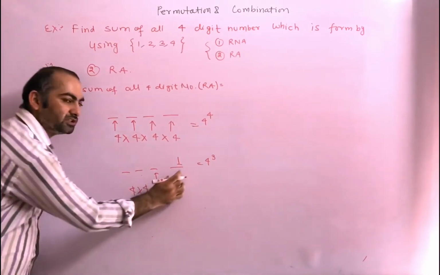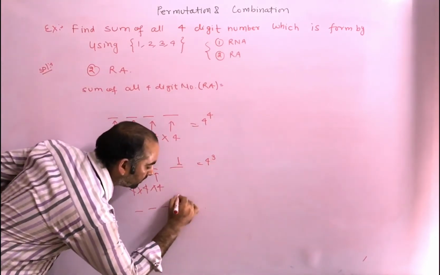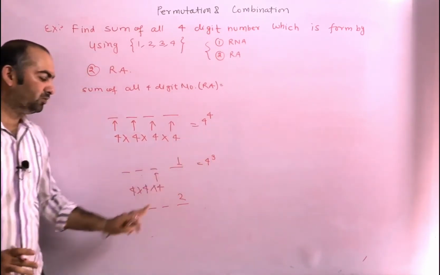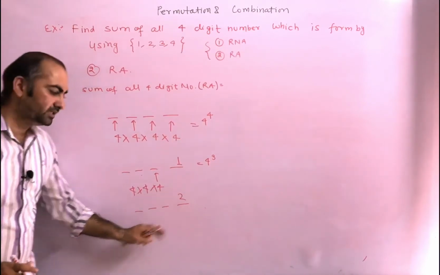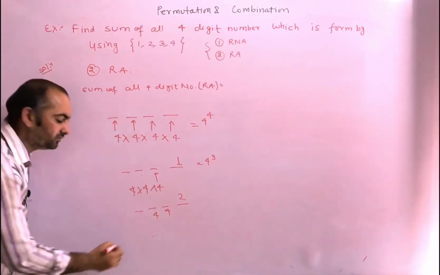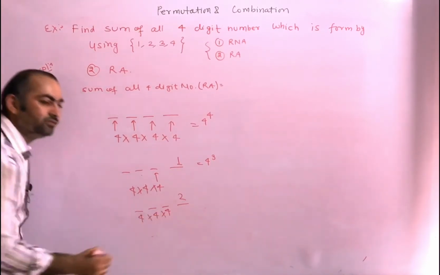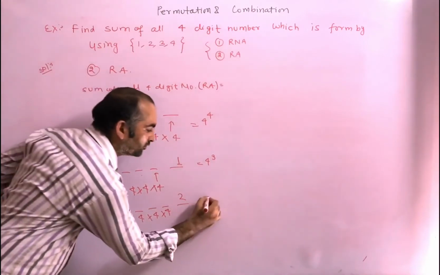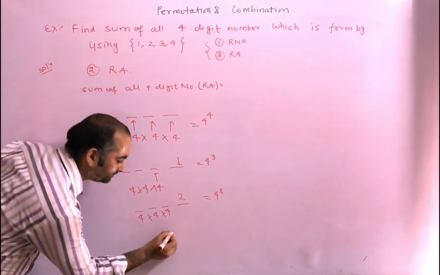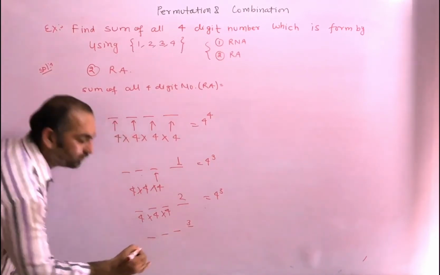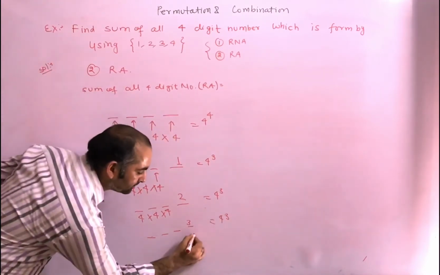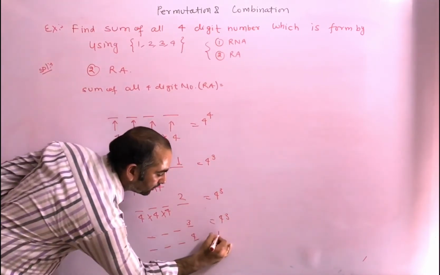Similarly, if you put unity place as 2, we are finding out of 4 power 4 numbers, in how many numbers the unity place is 2. Same way you have to do. This place we can fill with 4 numbers, this place also 4, and this place also 4. We have to multiply because we have to fill all the 3 places. So 4 cube. Similarly if I put 3 instead of 2, for that also we'll get 4 cube only. Similarly for 4 also, 4 cube.